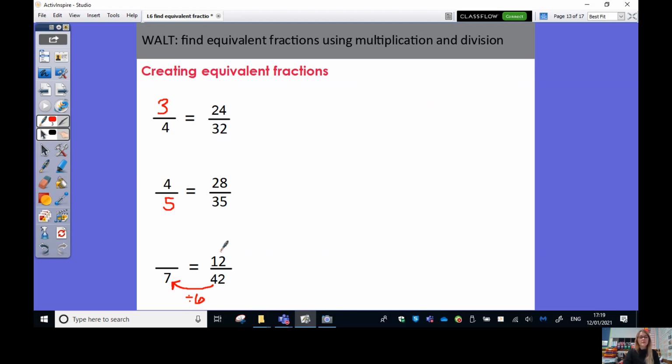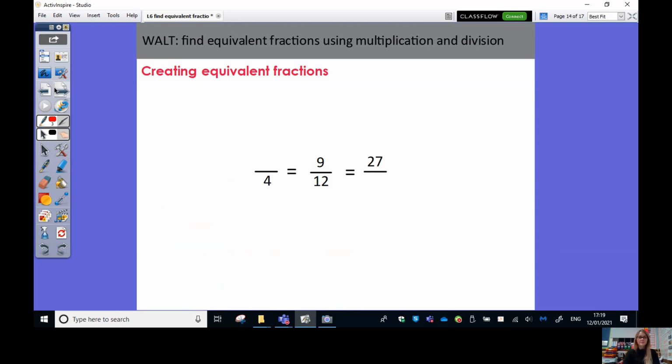So I also need to divide my numerator by the same number, divided by 6. So 12 divided by 6, your answer should have been 2. So let's just check that that works both ways. 2 times 6 is 12 and 7 times 6 is 42. Well done if you managed to get that one on your own.